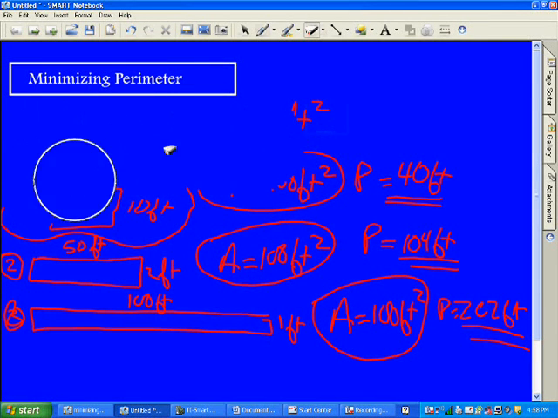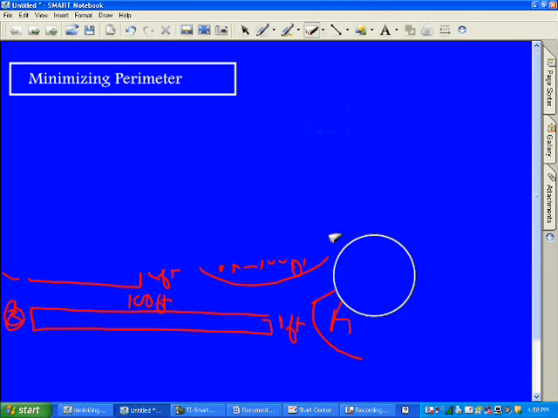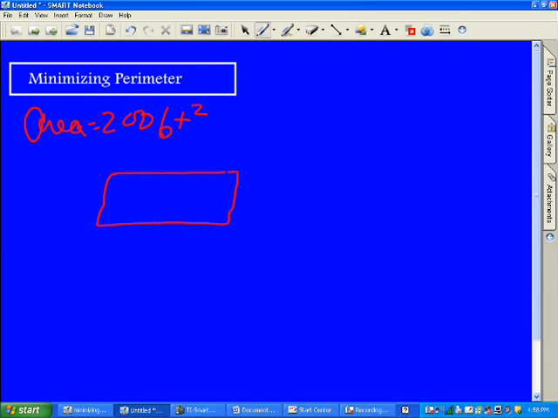So let's say, get rid of all of this, and let's say, for example, that I wanted to perhaps find a rectangle with an area of, say, 200 feet squared. I would begin by making a sketch of a rectangle.